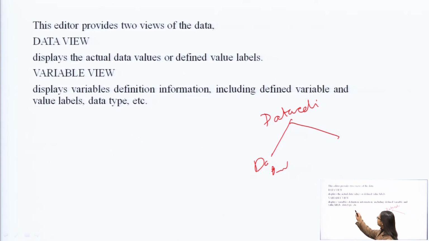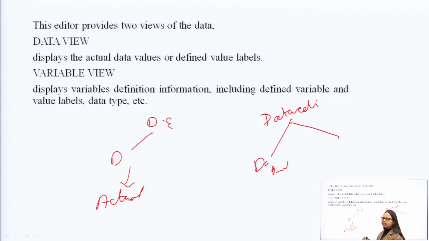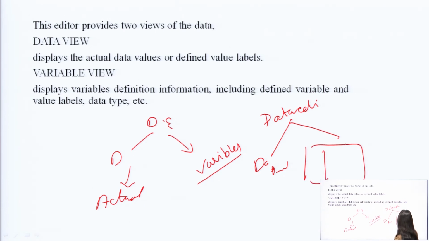It means the data editor has two views: data view, which has the actual values, or the given values of a defined value, whereas variable view is where variables are defined or constantly changing. Here are the variables. It means two columns, one is actual view and one is variable.